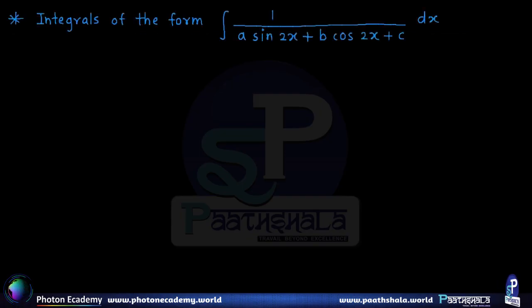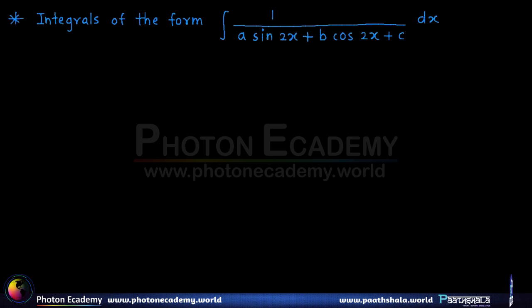The next type of integral that we are going to see is the integral of the form 1 upon a sin 2x plus b cos 2x plus c. So once again here a, b and c are some constants, and the denominator contains the sine and cos term of the same angle, which is 2x, right?